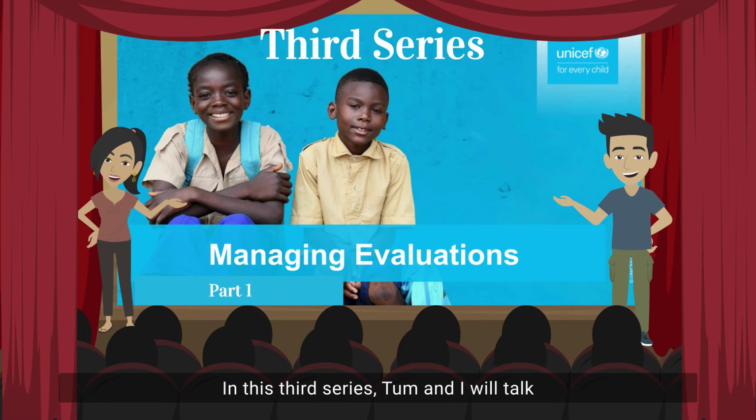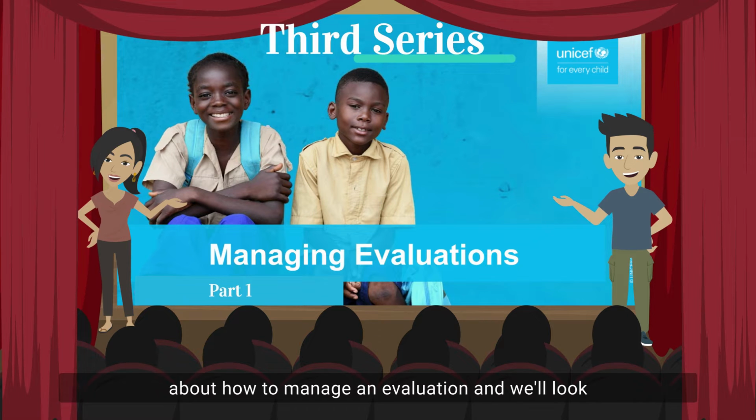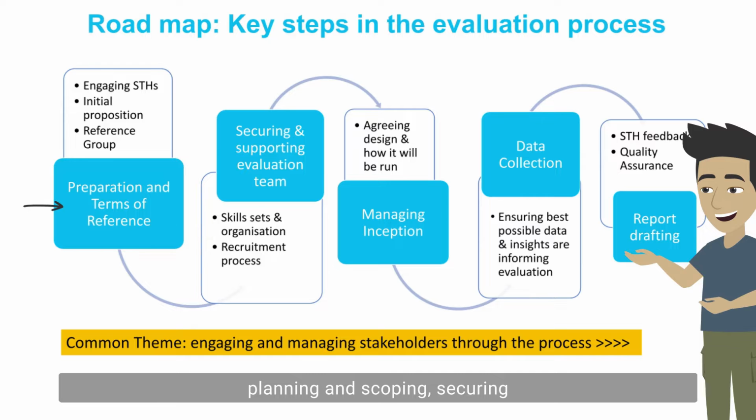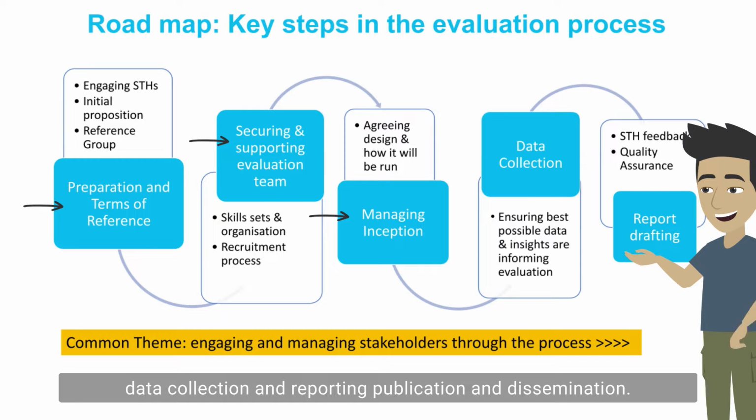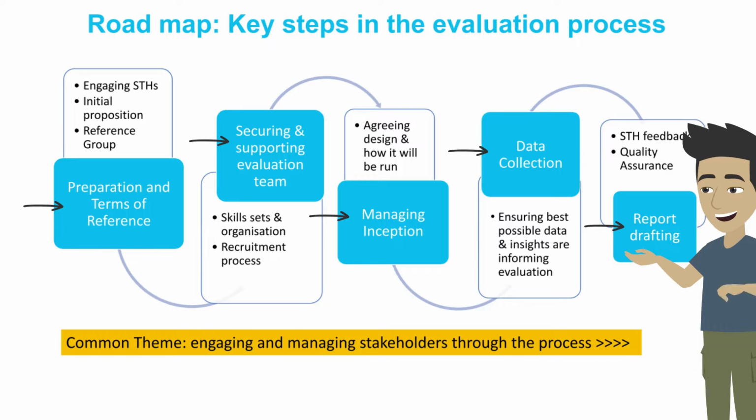In this third series, Tam and I will talk about how to manage an evaluation and we'll look at the main components of the evaluation process. The key steps in managing an evaluation are the following: planning and scoping, securing and supporting the evaluation team, managing inception, data collection, and reporting, publication, and dissemination.